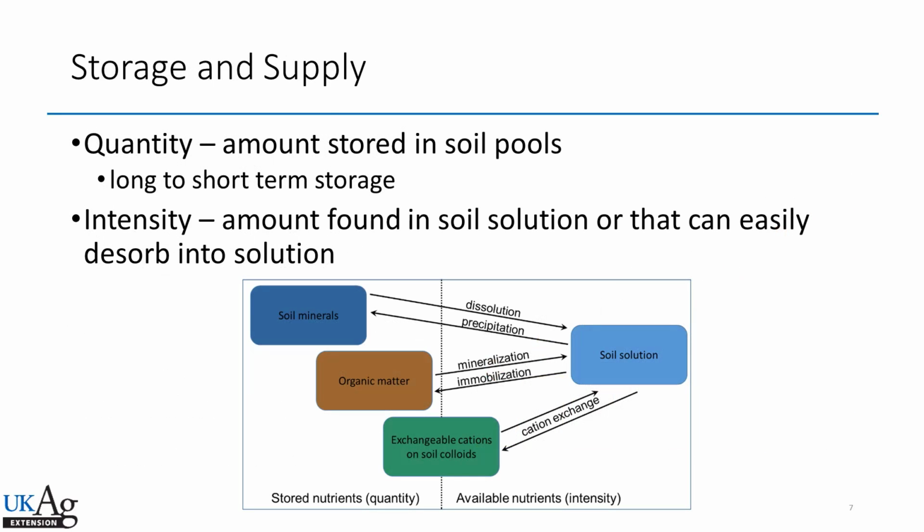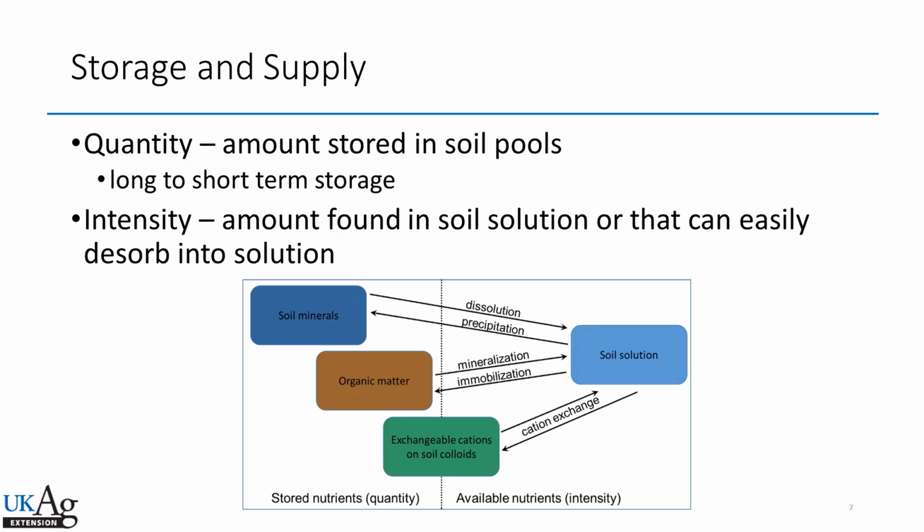So when we talk about a soil's productivity and its ability to store and supply nutrients, this goes hand in hand with soil fertility. So there's kind of two pools of nutrients in the soil. There's the quantity and the intensity. So the quantity is the total amount of nutrient. Now, not all of that is plant available. It's stored in long-term pools like soil minerals, medium-term pools that relatively over a year might provide some nutrients like the organic matter, and then immediately available nutrients that are exchangeable cations on the soil colloids, and what's in the soil solution.